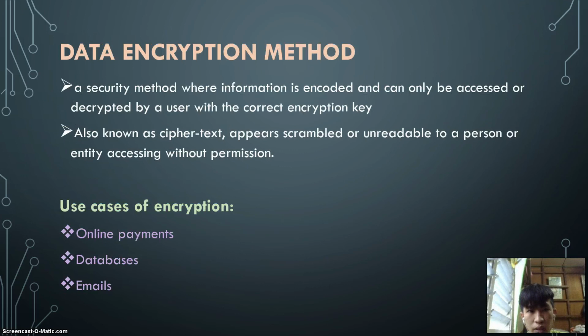The second method is the data encryption method. Data encryption is a security method where the information is encoded and can only be accessed or decrypted by users with the correct encryption key. The encrypted data, also known as ciphertext, appears scrambled or unreadable to a person or entity accessing it without permission. The use cases of encryption are online payment, database, and email.